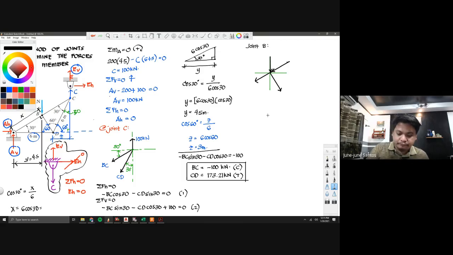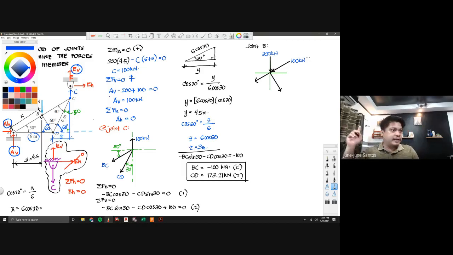Okay. Now, we have here, ilan yung load? 200 kilonewton. So, you have here 200 kilonewton. And then yung BC natin, we have it here, 100. Sir, hindi mo na sinabi negative? Hindi na. Kasi sabi ko nga, values lang yung kailangan mo. Pero maganda sa diagram, you make it kung ano na yung tamang value. Kung ano yung tamang direction.